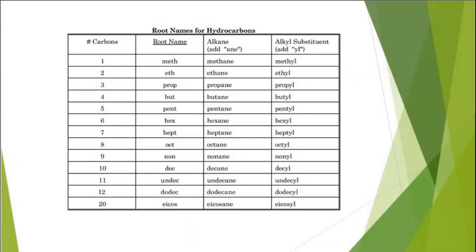There can be some other substituents as well. There can be halogen substituents. For example, fluorine, chlorine, bromine, iodine, etc. They can be attached with the parent chain as well. They would be named by adding the term "o" in the end. For example, fluorine would become fluoro if it is attached with the major chain. Chlorine would become chloro, bromine would become bromo, and iodine would become iodo in that case.